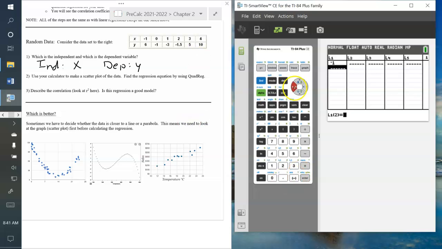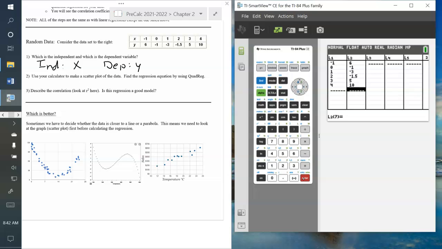And then I'm going to arrow over to my next column and enter the y data. So 6, -1, -3, -1.5, 5, and 10.